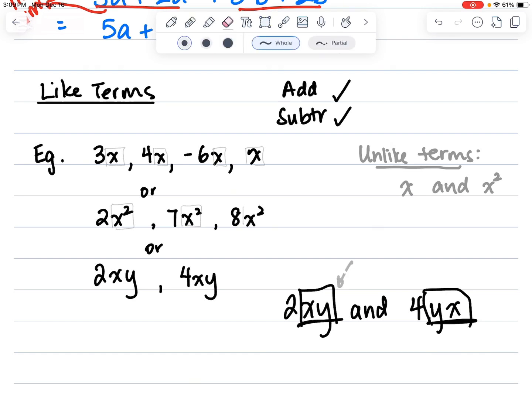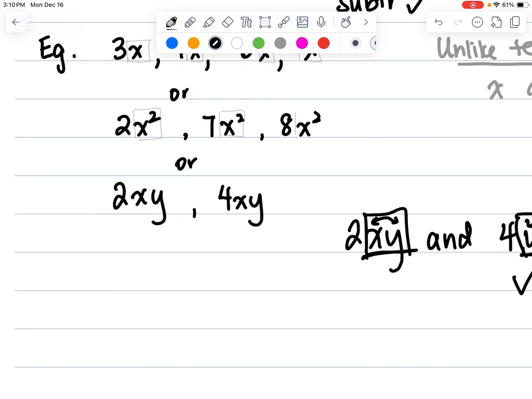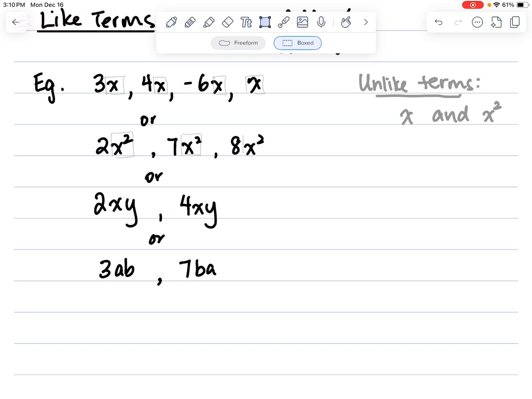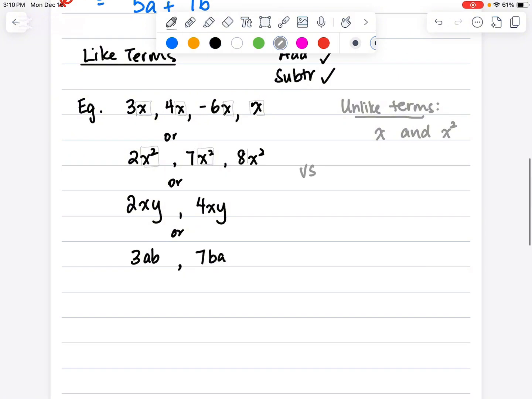Okay, so hopefully you've had a chance to think through it. These are like terms. And they're like terms because when it comes to multiplication, it doesn't matter what order you put it in. So we may write like terms like, I'm going to do A's and B's, maybe 3AB and 7BA. It doesn't matter what order that goes in because it's multiplication. So now that we have a better idea of what like terms versus unlike terms are, let's go over some examples.